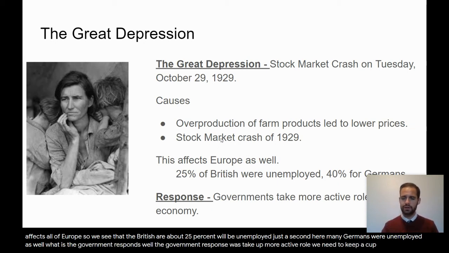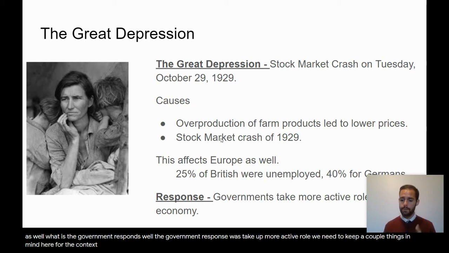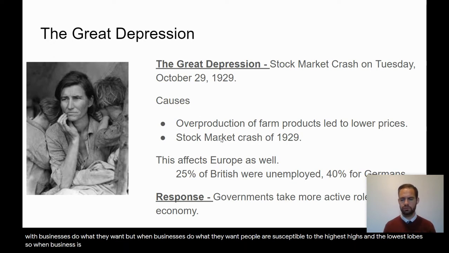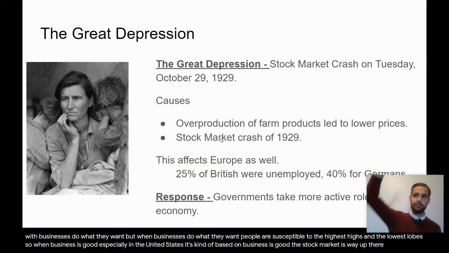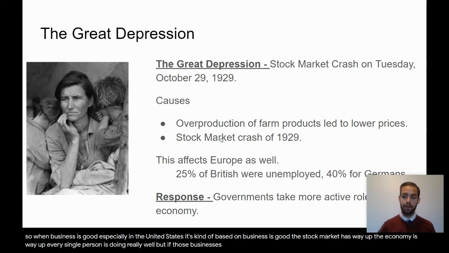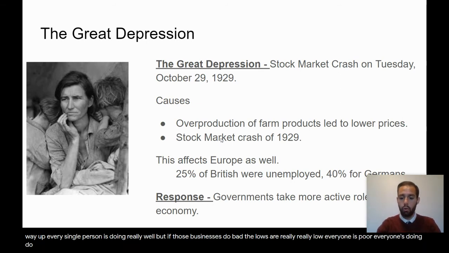We need to keep a couple things in mind here for the context. One, we've talked about laissez-faire economics. And laissez-faire economics, as we said, is a hands-off approach, let businesses do what they want. But when businesses do what they want, people are susceptible to the highest highs and the lowest lows. So when business is good, especially in the United States, it's kind of based on railroads, but you'll talk about that more next year. When business is good, the stock market is way up, the economy is way up, every single person is doing really well. But if those businesses do bad, the lows are really, really low. Everyone is poor. Everyone's doing horribly.